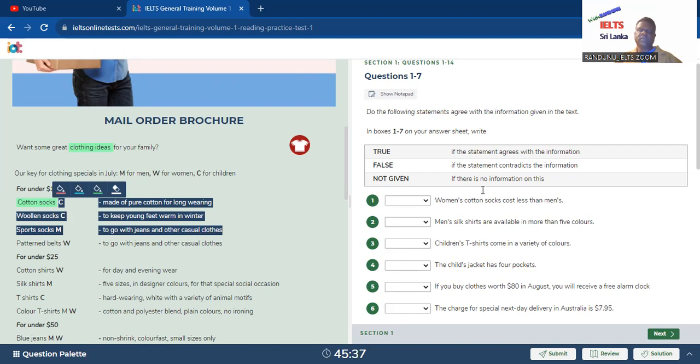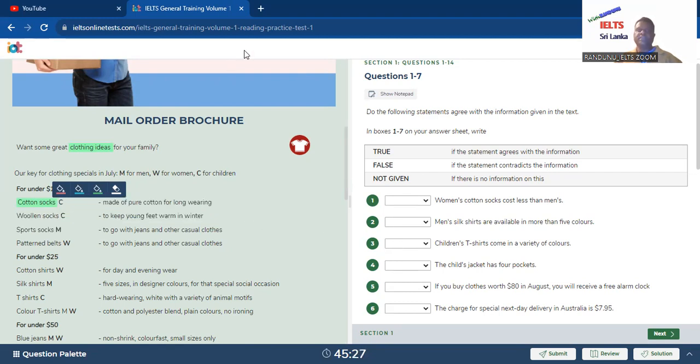Okay, and some of you are giving the answer as not given. Right. Actually, it is not given. It is false means a women's cotton socks price should be more. Right? False means because here women's cotton socks prices less than men's. False means women's cotton socks prices are higher than men's. Is there something like that?